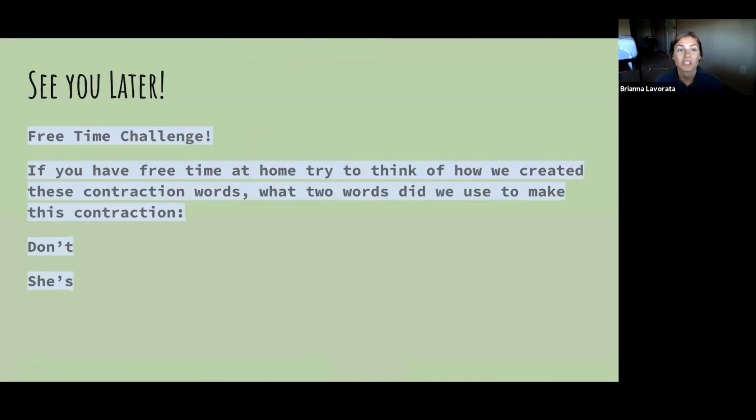In your free time challenge, I would like for you to write down these 2 words at the bottom. We have don't and she's. So this is going to be opposite of what we did here. For this given assignment, you're starting out with a contracted word. I want you to figure out what 2 words made that 1 word. Don't. What 2 words made up the word don't? I'll give you a hint. Your ending is going to be the word not. Just figure out the beginning. For the word she's, figure out the 2 words that make up that 1 contraction word. In your free time, if you have that time, don't feel any pressure to do this.